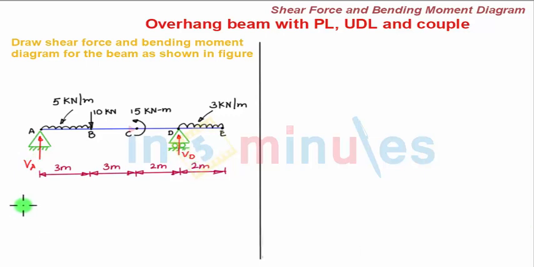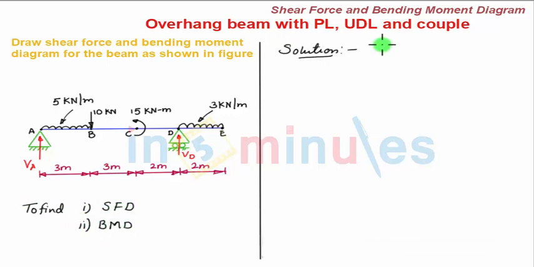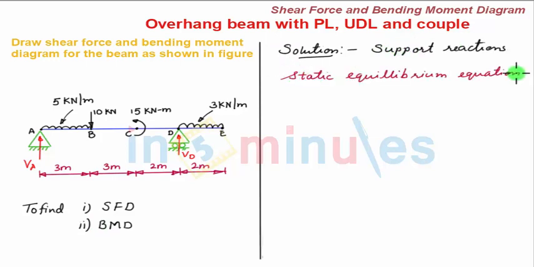In the problem we have to find, first, the shear force diagram, and second, the bending moment diagram. So we start with the solution. Our first step is to find the support reactions. For this we make use of the static equilibrium equations. The two equations that would be used are summation of moment about any point equal to 0 and summation of all vertical forces Fy equal to 0.